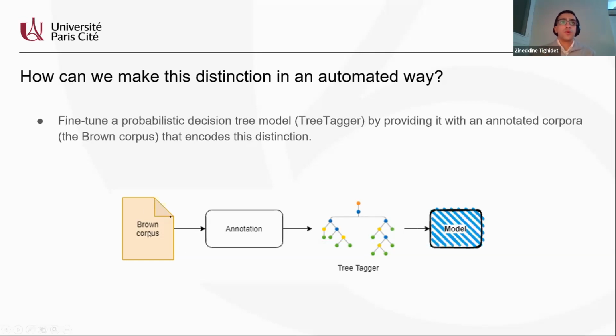Here we have the annotated Brown corpus, and we will use some algorithms or heuristics that I will present later. The idea is to train a model that will be able, given any corpus, to annotate the corpus with this distinction.